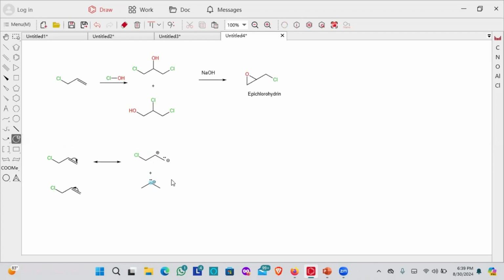And this is going to be a minor product because molecules do not like primary carbocations. Carbocations like to sit on a tertiary alkyl halide, followed by secondary. A primary carbocation isn't something that molecules like. But this is still going to be one of the side products, the minor product in the reaction though.